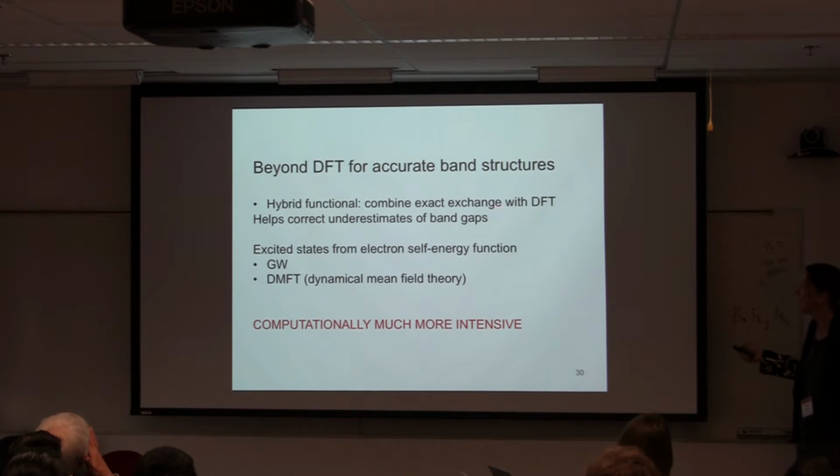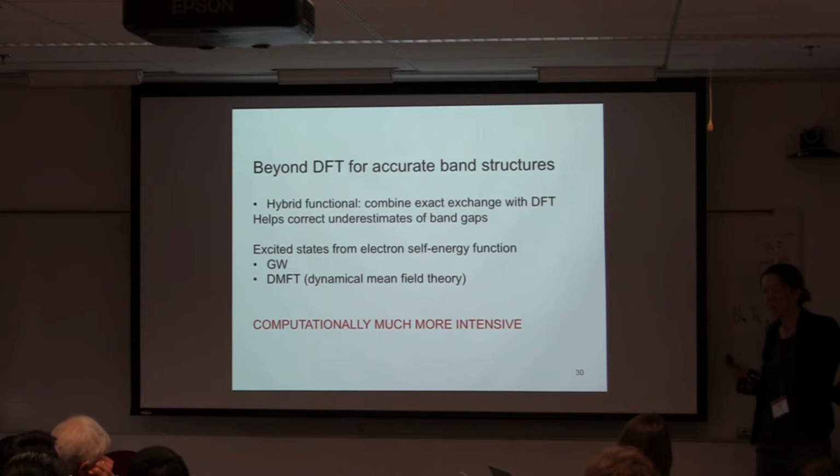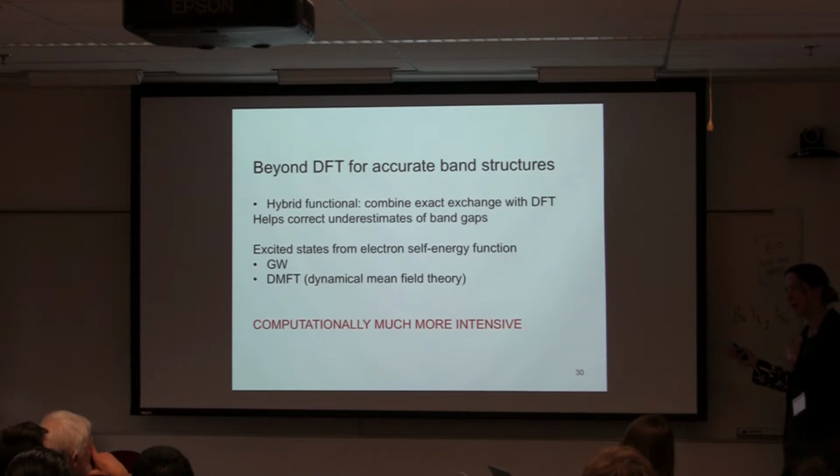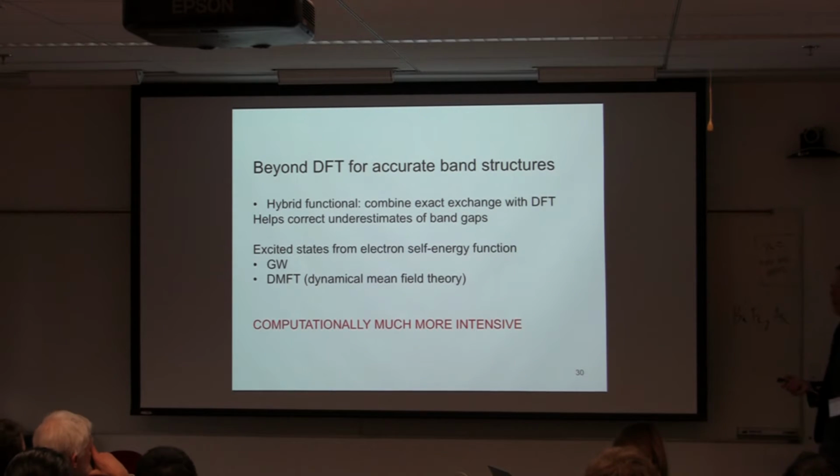Also, in recent years, we know how to go beyond density functional theory to get accurate band structure. So if you're really interested in the band structure, there are first principles methods that will take you there. The hybrid functionals are sort of within DFT. They combine Hartree-Fock-like exact exchange with DFT, which generally fixes up the band gaps because Hartree-Fock overestimates band gaps and local density approximation underestimates band gaps. So if you mix them together, you get good stuff, right? It pushes you in the right direction.